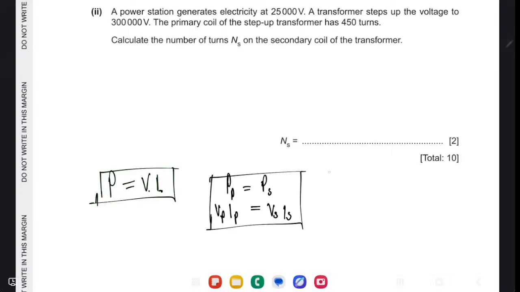Then the last one, VP, voltage in primary over voltage in secondary, is equal to the number of turns in primary over the number of turns in secondary, and vice versa. So you just pick one, you answer, you move on. Here they're saying, what do you have? Voltage. What do you have? Turns. What do you have? Voltage again. What do you want? Turns.